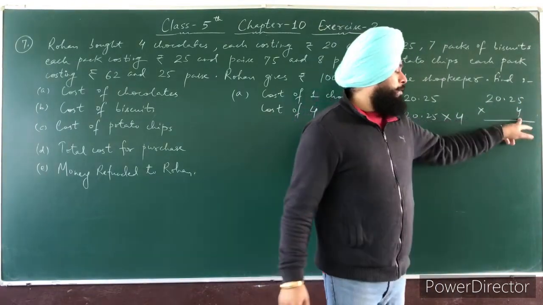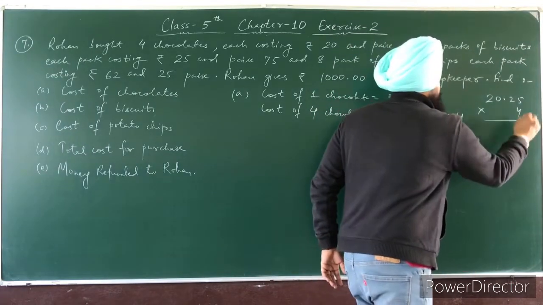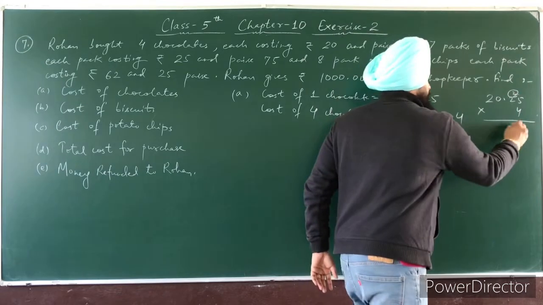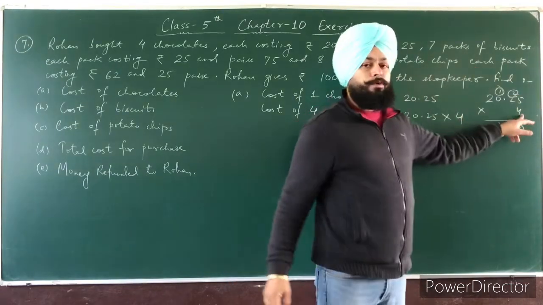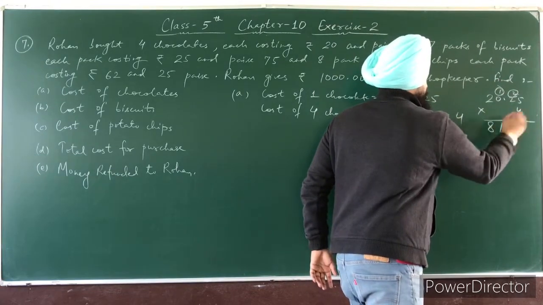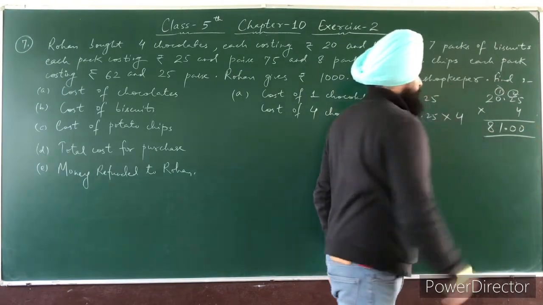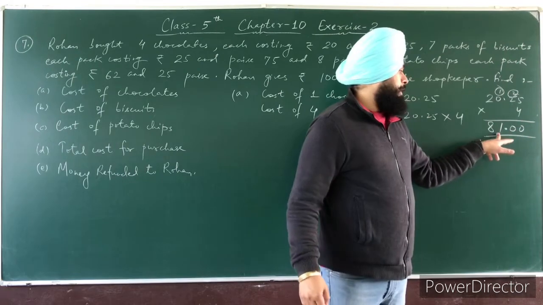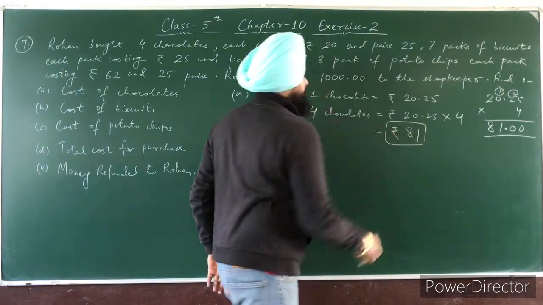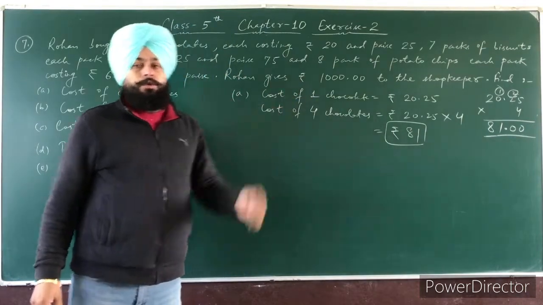So see here, 4 5s are 20, 0 and 2 to carry. 4 2s are 8, 8 plus 2 is 10, again 0, 1 is carry. 4 zeros are 0, 0 plus 1 is 1, and 4 2s are 8. Now put your decimal point for 2 digits. So what is the answer? 81 rupees. So 81 rupees is the total cost of 4 chocolates.